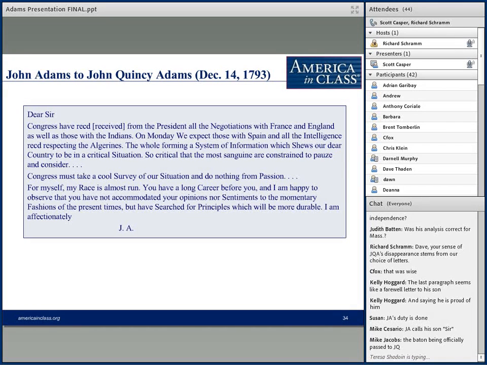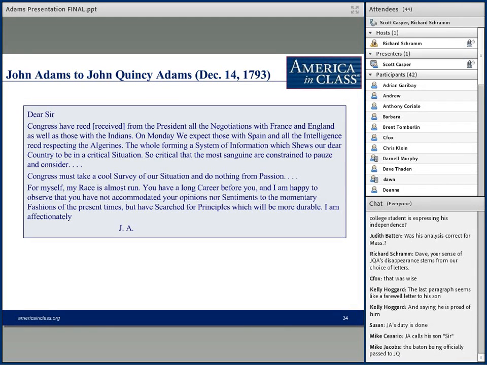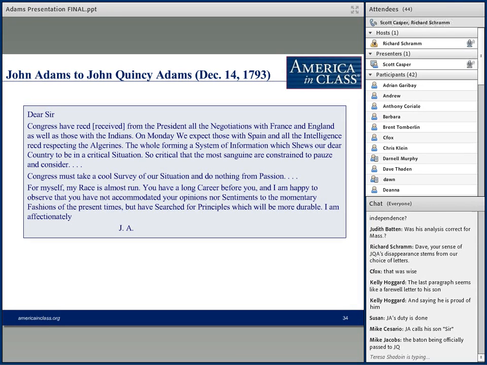He doesn't know, of course, that he will live for almost 33 years more. He doesn't know yet that he still has a presidency ahead of him. He imagines that perhaps it's John Quincy whose life and career stretch out into the future. Mike Cesario says John Adams calls his son Sir. A very good point. We have a kind of baton being passed. He recognizes his son as Sir.